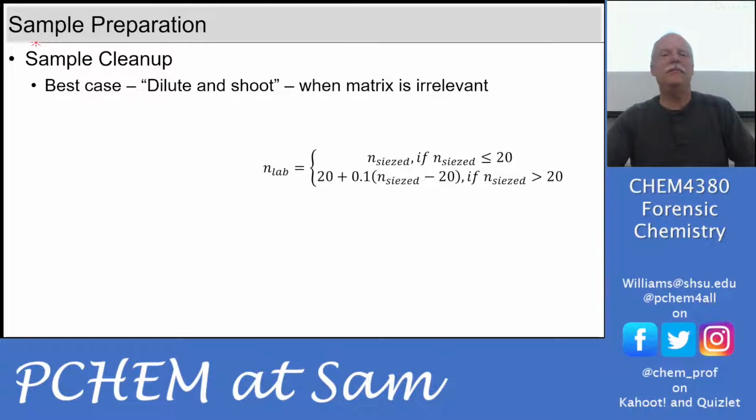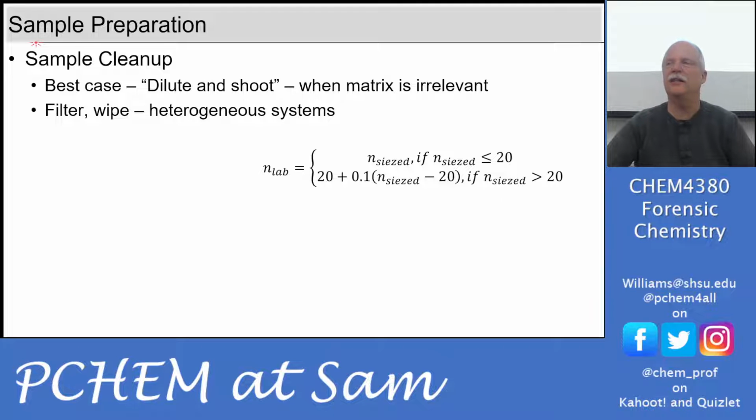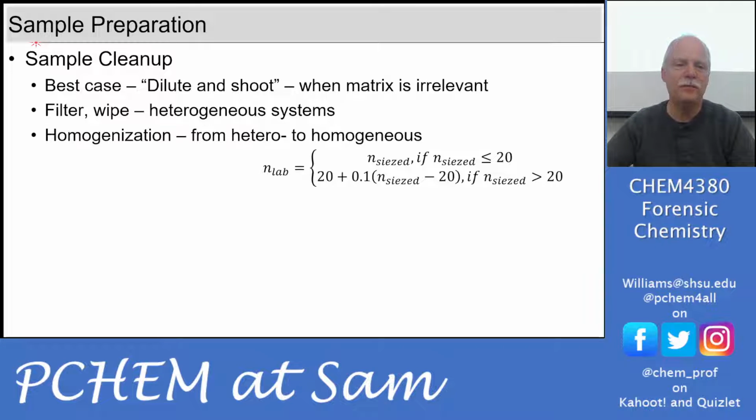Sometimes you might have a fairly pure powder that you can dilute, put in a solvent, and shoot onto the GC or the LC. And that's great. Sometimes the matrix is irrelevant because it's a powder and you can dissolve it in whatever solvent you want. Other times you have a heterogeneous system. You've taken a wipe or a filter and you've got to get the analyte off that surface. Sometimes, like in cellular material, your analytes are trapped inside the cellular matrix, and it's not going to be accessible to whatever probe you have. So you have to make it homogeneous by mixing it. So you put in an ultrasonic probe or something that destroys the cellular materials and releases the analytes.